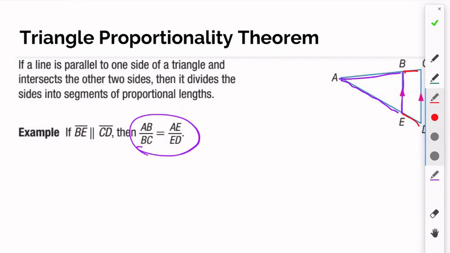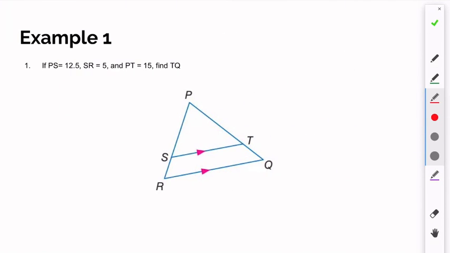So again, if you have a parallel line to one of the sides of the triangle, whatever the other two sides of that parallel line, in this case BE, whatever two sides that thing runs along and hits, it's going to cut those sides into nice proportional lengths. So here's an example of that. This is all in your notes, so follow along, make sure you're filling those notes out.